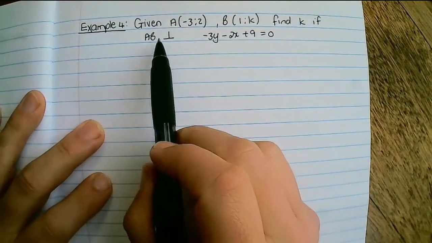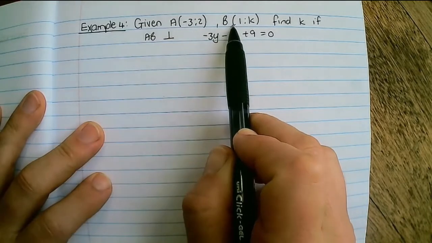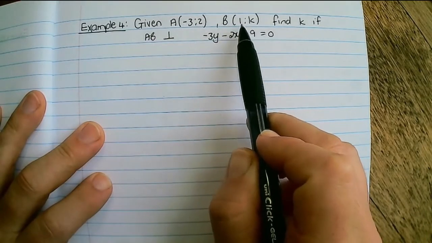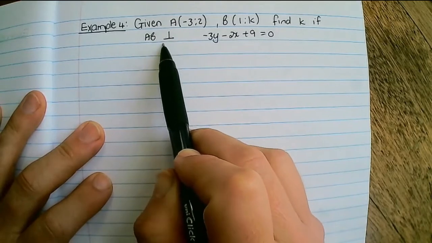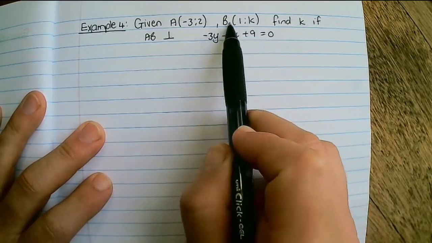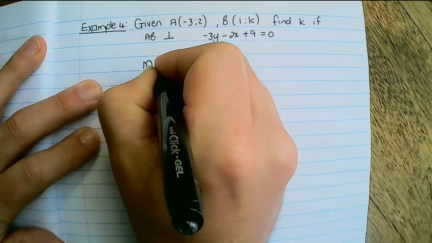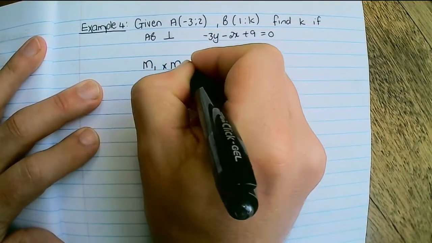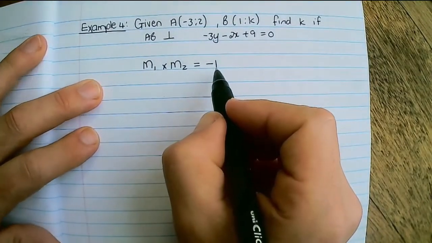Okay, let's look at another example. So here we are given the points A and B as we had them before, and we are asked to find k if AB is perpendicular to this line. Now remember, when lines are perpendicular, the product of their gradients is equal to -1.